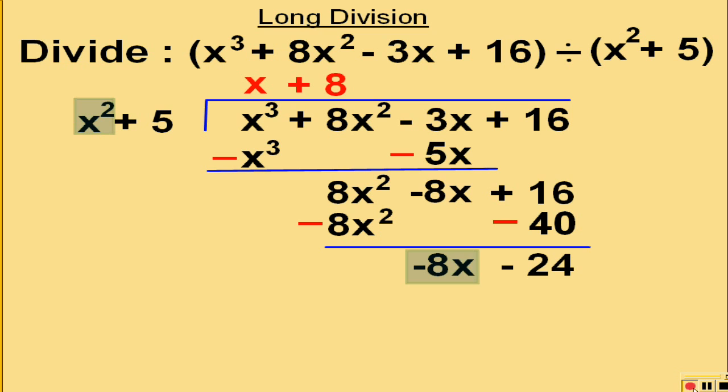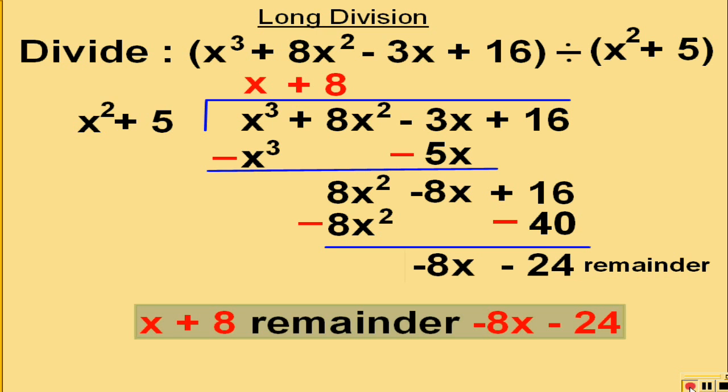How many times does x squared go into negative 8x? Nothing will do that. Therefore, the negative 8x minus 24 is the remainder, and the final answer is x plus 8, remainder negative 8x minus 24.